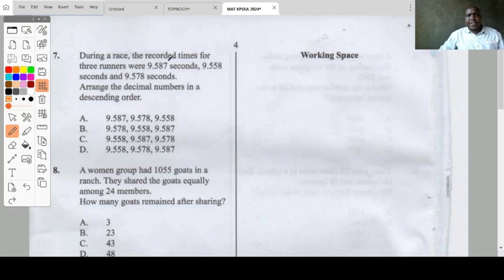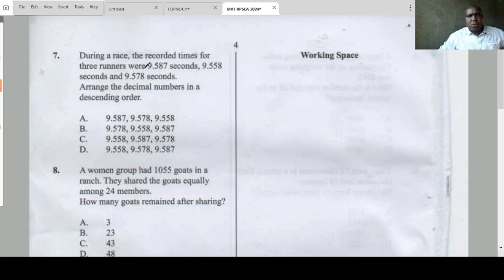During a race, the recorded times for the runners were given. Arrange the decimal numbers in descending order. Descending means arranging from largest to smallest.